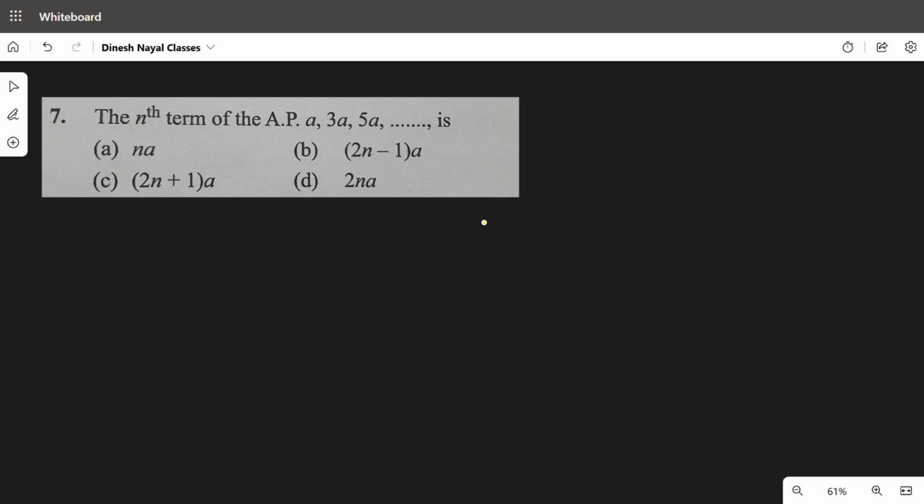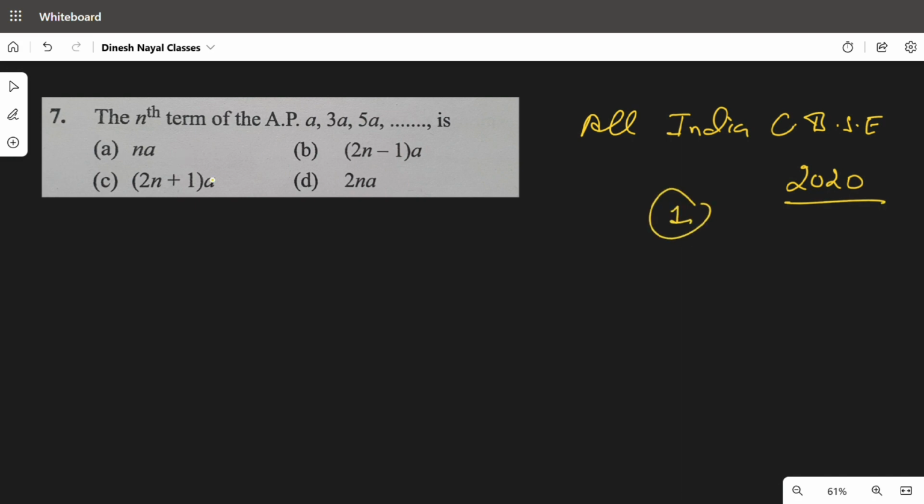Now, for our next question, this is again from All India CBSE board, of the year 2020. This is actually a one marker question because, as you can see, you have the options, and this is from Section A. The AP question: the nth term of an AP. The AP which is given is a, 3a, 5a, and so on.